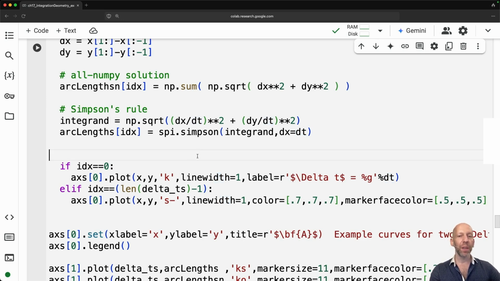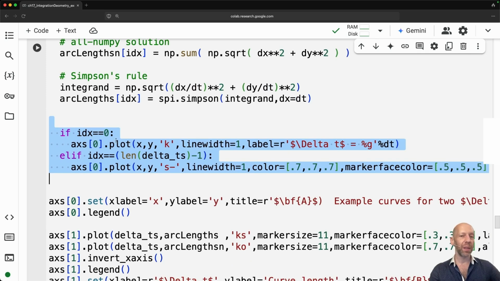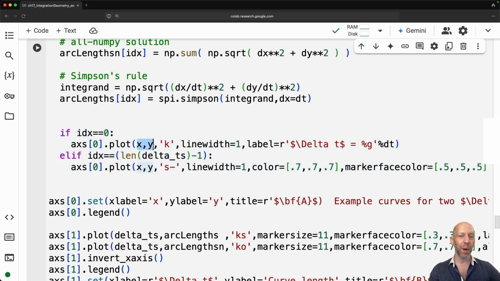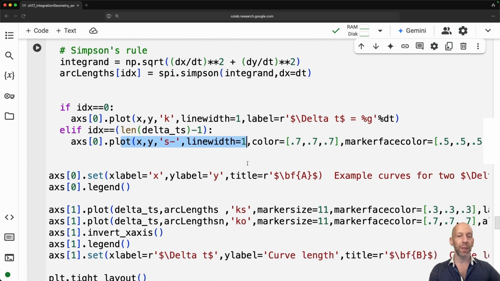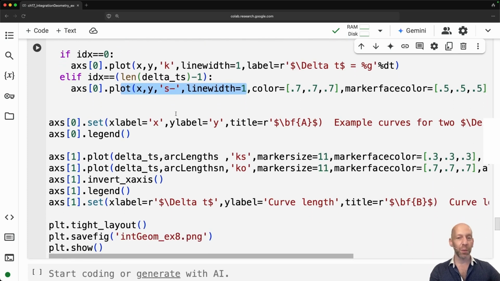This bit of code here generates the plot. So here I'm just drawing x by y for when we are at the first index and when we are at the final index. So this is for the butterfly curve with the finest resolution, so the smallest delta t. And this is for the coarsest resolution, or for the largest delta t. Yeah, then the rest of this code is pretty straightforward.